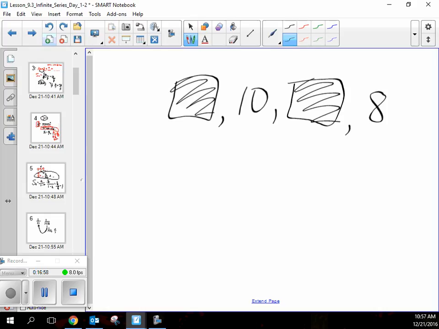All right. So there's your problem. It's geometric. I don't know the first one. I know the second one's 10. I know the fourth one's 8. My question is, what's the first number? And if I did this forever, what would it add up to?